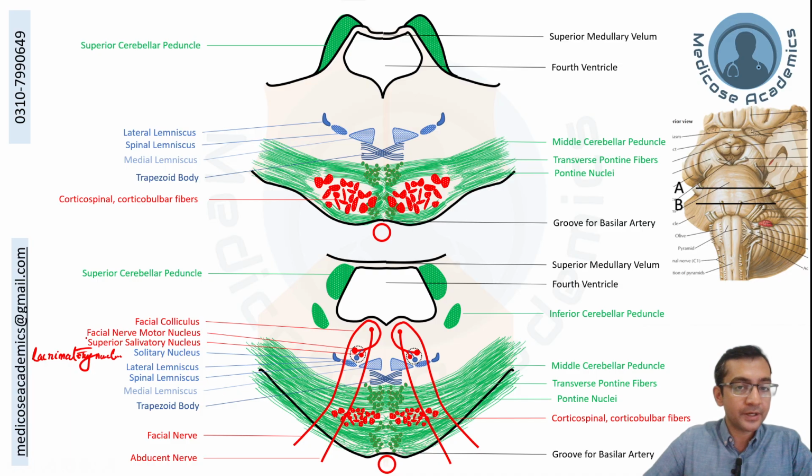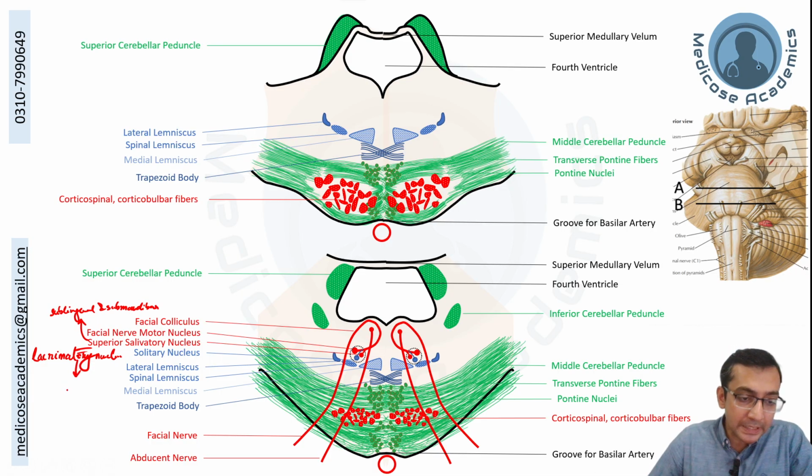The superior salivatory nucleus is going to supply the sublingual and submandibular glands through the submandibular ganglion, and the lacrimatory nucleus is going to, as you can guess by the name, supply the lacrimal gland through the pterygopalatine ganglion.